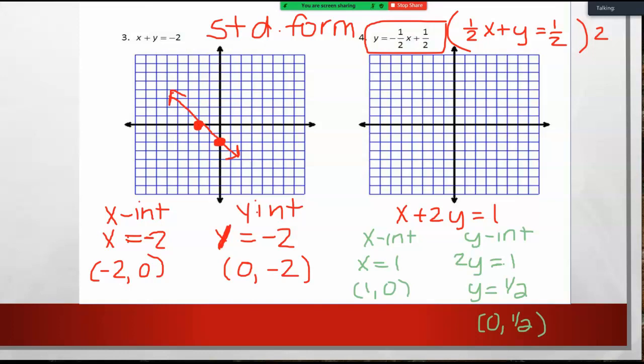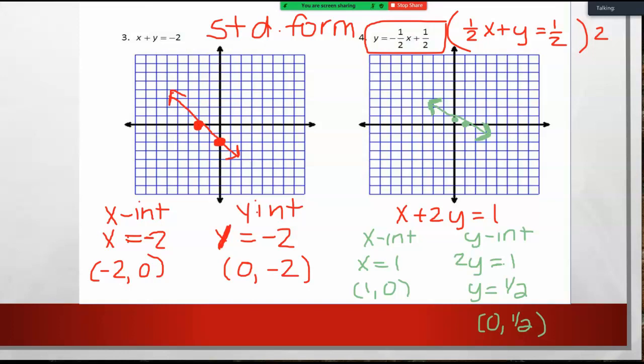So we get 1, 0 and 0, 1/2. So connect your 2 points and draw in the arrow for your line.